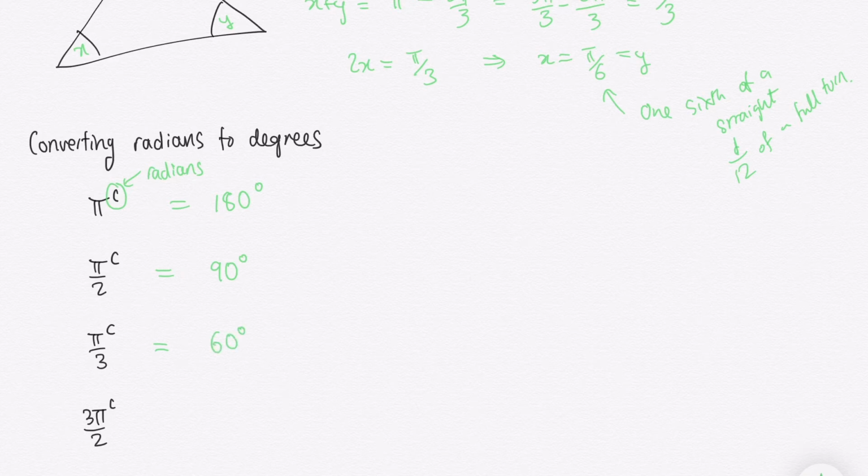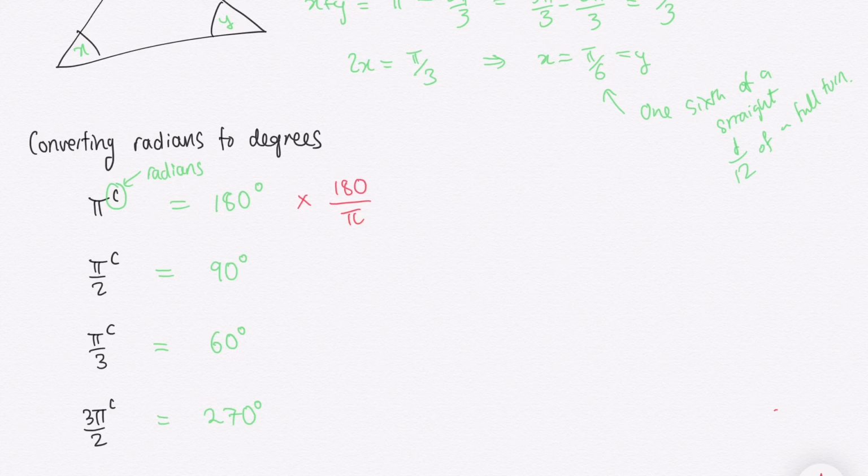And what about 3 pi over 2? Well, 3 pi over 2, that's 3 lots of pi over 2, or that is 3 quarters of a turn. So that is 3 lots of pi over 2, which is 3 lots of 90 degrees. So that's 270 degrees. But what are we doing here? Well, let's think about what we did here. What we did here is, firstly, we essentially divided it by pi and multiplied by 180. So we divided by pi and times by 180.